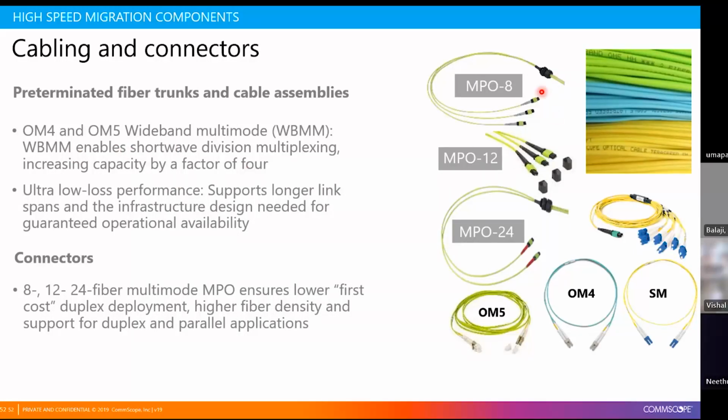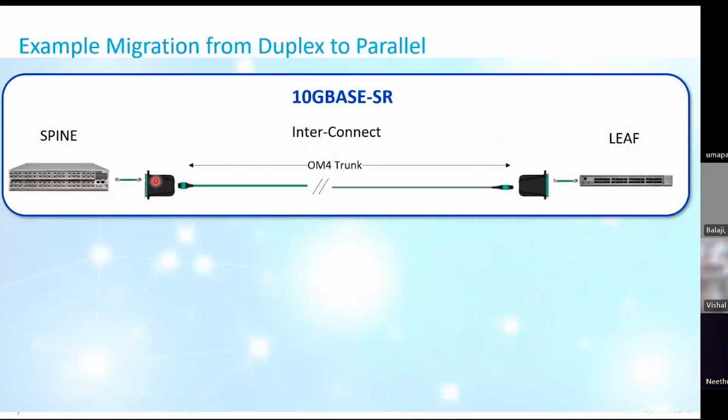You take 30 meters of trunk cable with an MPO connector on both ends, and you have cassettes on both sides. Just insert it into the cassette and your connection is immediately ready. So these are the cassettes. On the back side you have an MPO connector, and on the other side also you have an MPO connector.